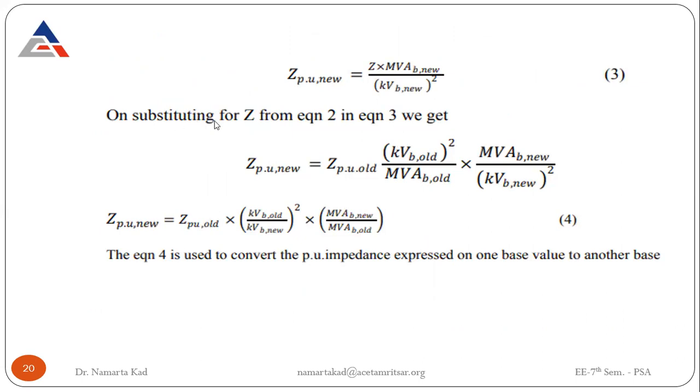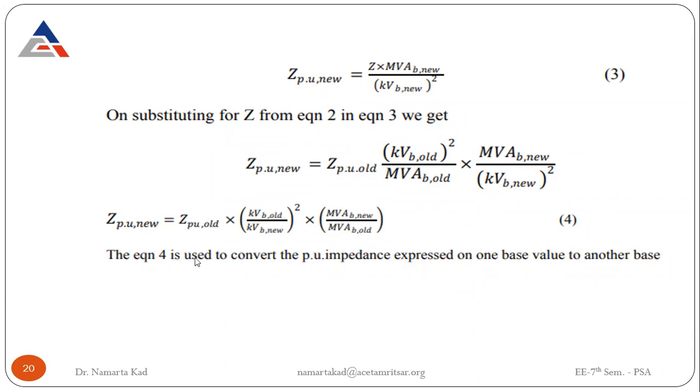Now on substituting for Z from equation number 2 in equation number 3, we get Z per unit new is equal to Z per unit old into kV base old square divided by MVA base old, multiplied by MVA base new divided by kV base new square. With further simplification, this can be written as Z per unit old multiplied by kV base old divided by kV base new, whole square, multiplied by MVA base new divided by MVA base old. Mark it as equation number 4.